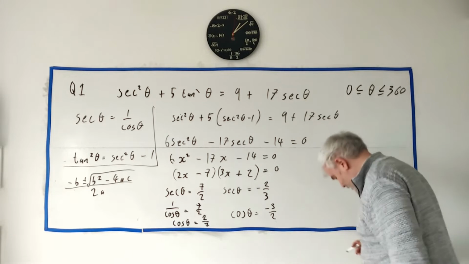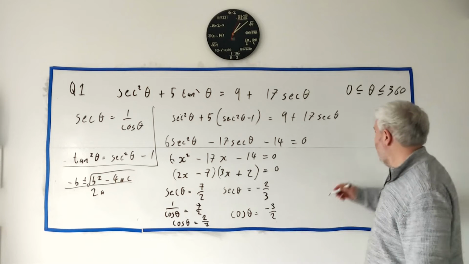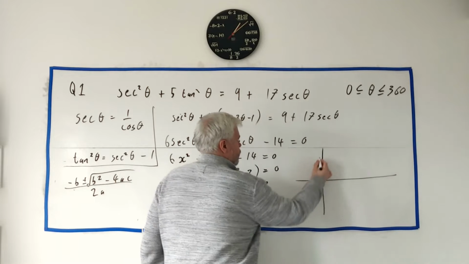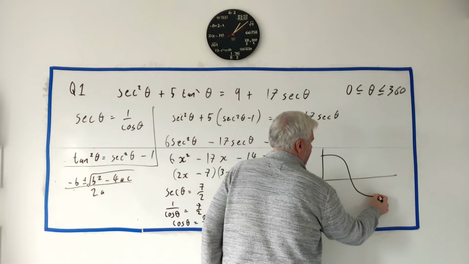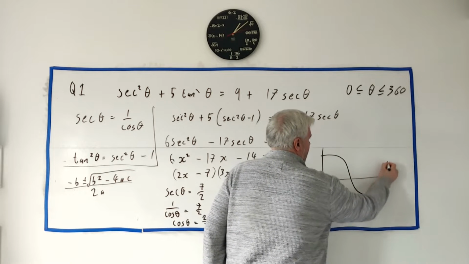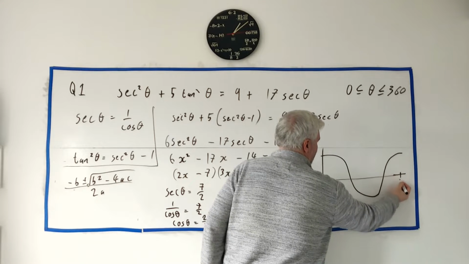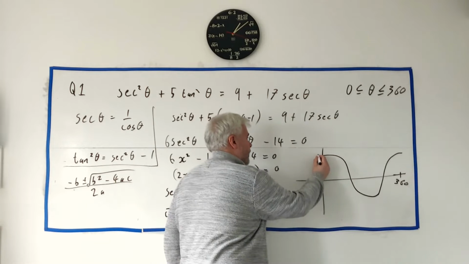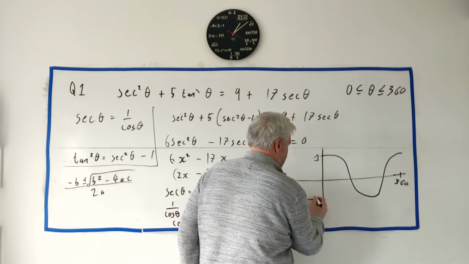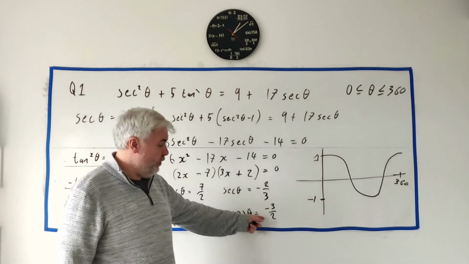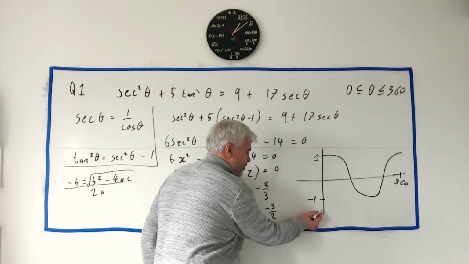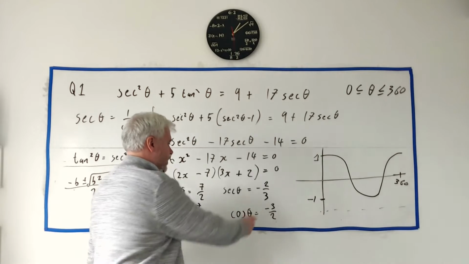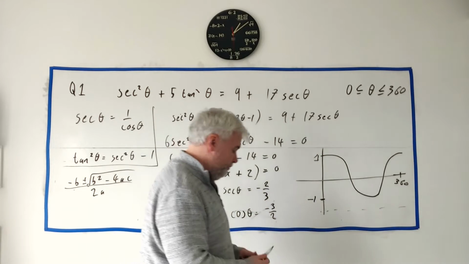And this can't exist. Let me just draw cosine here. I like to draw out functions whenever I can. Let me see, there we go. That's all the way up to 360. And this is 1, and this is minus 1. Minus 3 over 2 is 2 spots down here somewhere. So there's no answer. There's no solution to this part of the question.